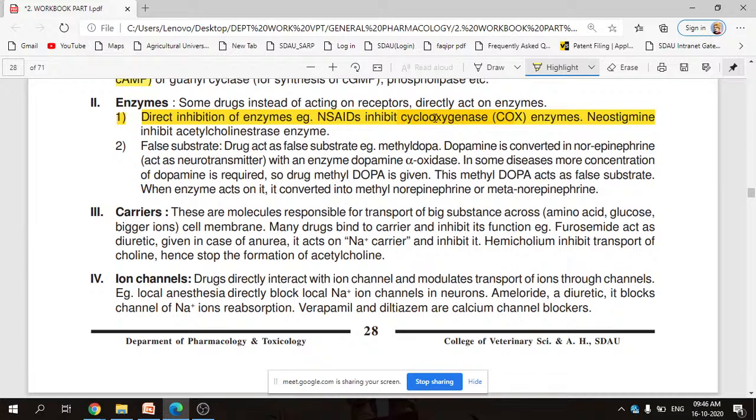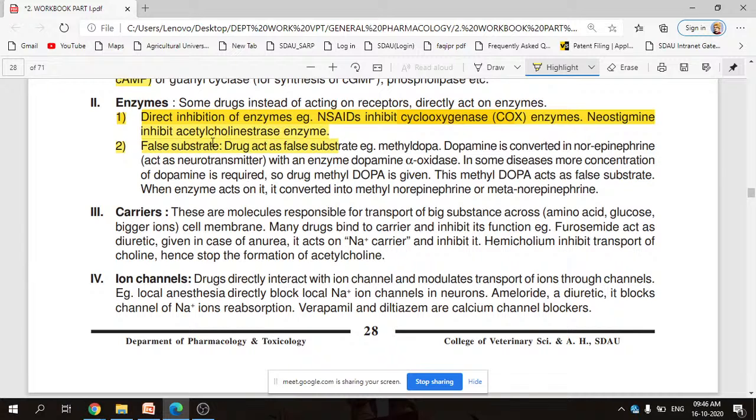Another example is neostigmine. It inhibits the acetylcholinesterase enzyme. Now, this acetylcholinesterase enzyme is responsible for hydrolysis of the neurotransmitter acetylcholine, which is hydrolyzed into acetic acid and choline. So that you will learn in the autonomic nervous system.